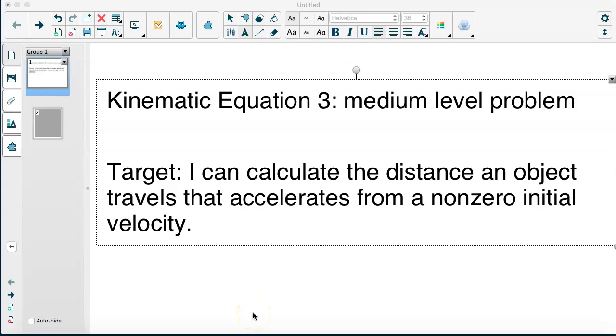Hi folks, today we are going to be learning how to calculate the distance an object travels when it accelerates from an initial velocity that is not zero. Last lesson we learned how to calculate the distance an object travels that is accelerating, but today we're going to be looking at it from the perspective of what happens if it's already moving when it starts to accelerate. Let's dive in.